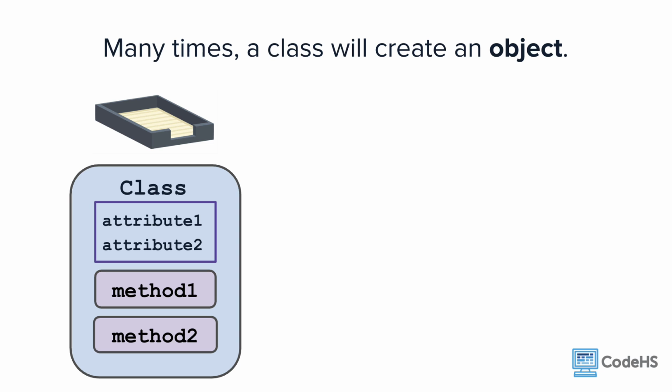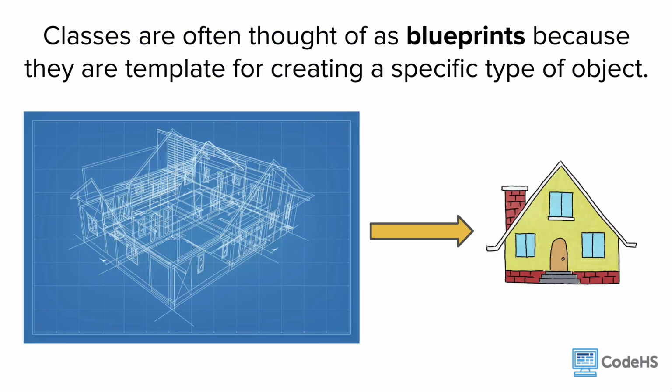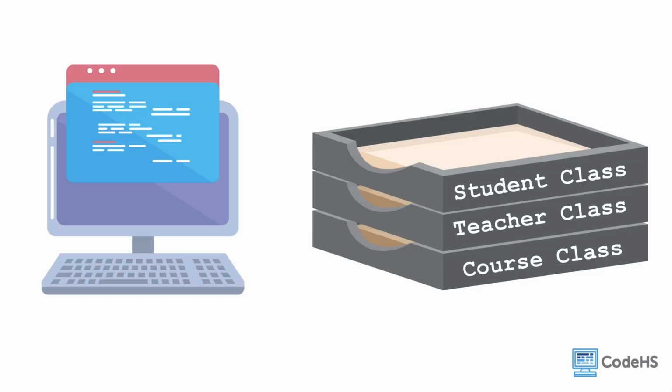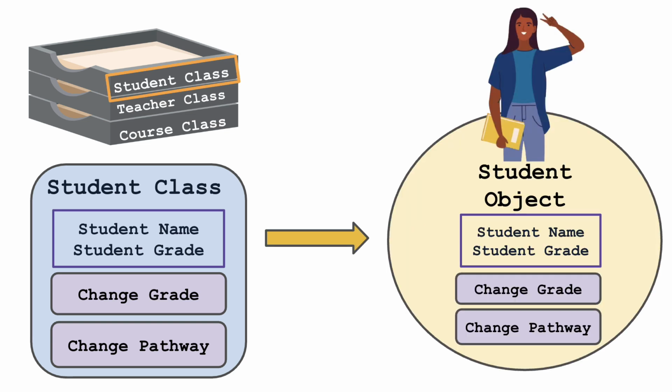Many times a class will create an object. This object will also have the attributes and methods of the class. Classes are often thought of as blueprints because they are templates for creating a specific type of object. For example, a specific house on your street. Let's go back to our student scheduling program with a student class, teacher class, and a course class. The student class would be the blueprint for how to create a student object. This student object would have the same attributes as a student class, such as student name, and the same methods as a student class, such as change grade level.